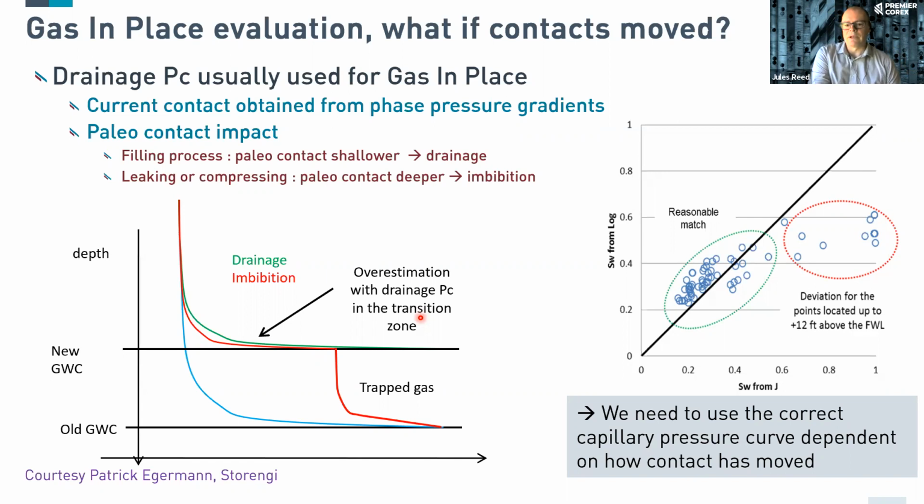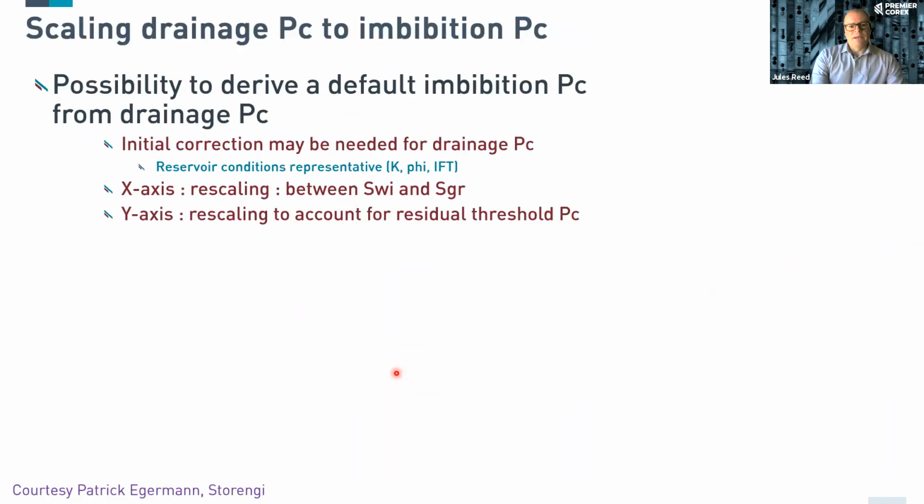And so you're then going to need to look at things like residual gas and align this trapped gas content to those data. So how do we measure that? How do we scale the drainage PC to imbibition PC?